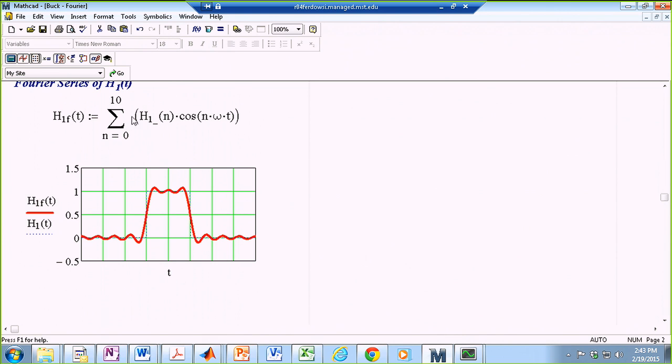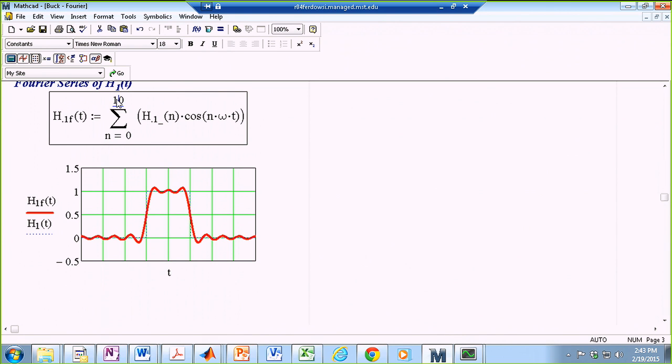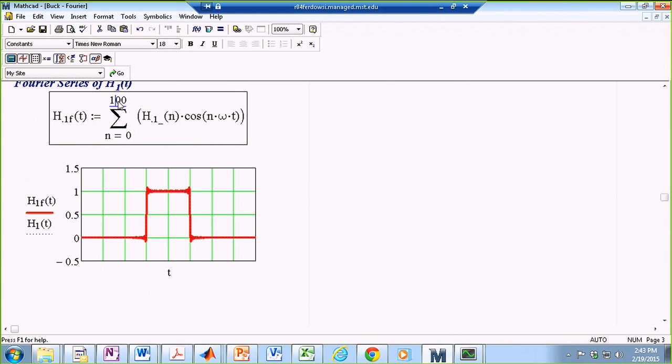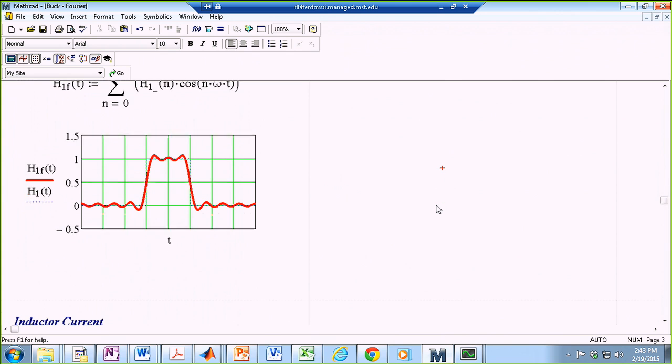But if you are not happy with that, you can increase the order to, let's say, 100, and it gets very close to what you expect to see. As it turns out, you don't really have to go to extreme numbers. Even 10 is more than what you need. So this was just double checking that your Fourier components are accurate.